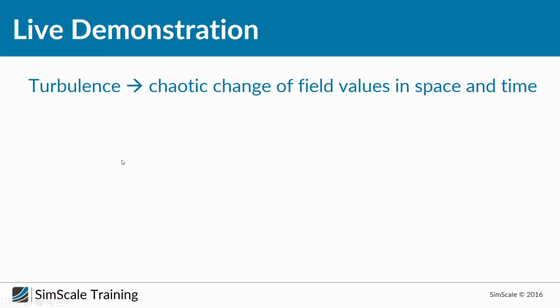Okay, what is turbulence? I know there are a lot of definitions in the world, but if you put everything in a nutshell, you can say turbulence is a chaotic change of field values in space and time. That sounds maybe very abstract, but it's quite easy. Let me give you an example.